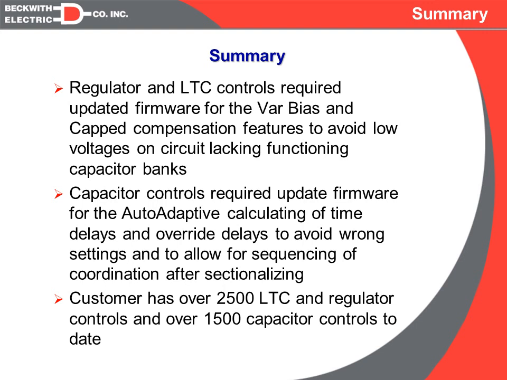This system has now been installed for several years, but most recently these new changes have only been done in the last couple months. But this utility has over 2,500 LTC and regulator controls and over 1,500 capacitor controls to date running this system, anticipating going upwards of 8,000 capacitor controls. Their overall goal was to be able to dynamically reduce load by as much as 400 megawatts, and currently they're already over halfway there, and they don't even have a quarter of their system automated with this new technology.